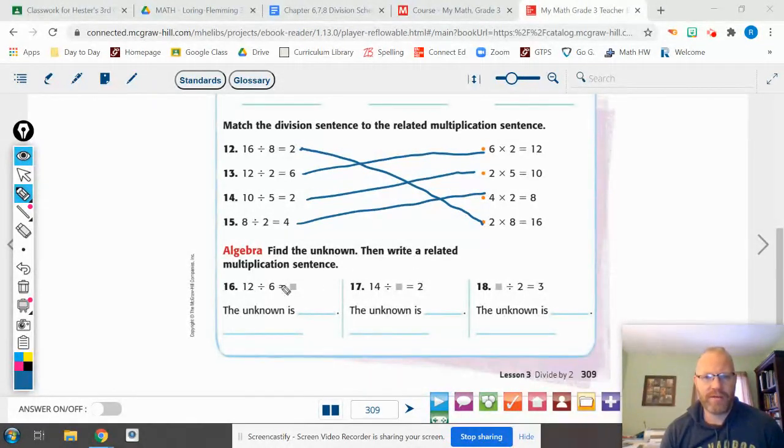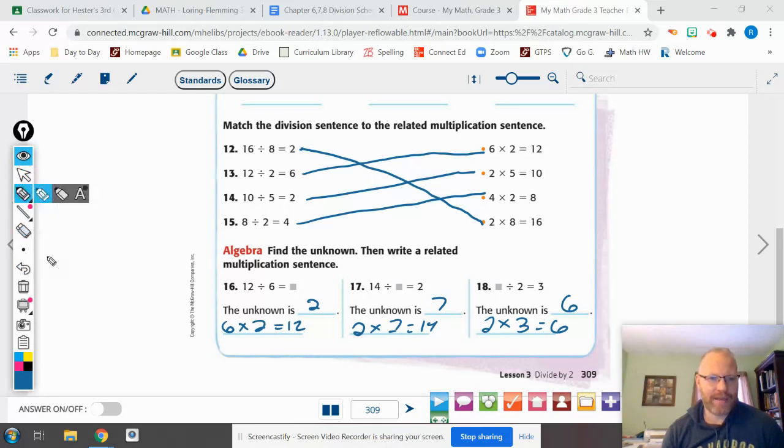Find the unknown, then write the related multiplication sentence. So I'm going to say 6 times something equals 12. 2. 2 times something equals 14. 7. 2 times 3 equals, they didn't give us the total this time, so you had to be careful. 6 is the total. All right, so moving on to the back side.